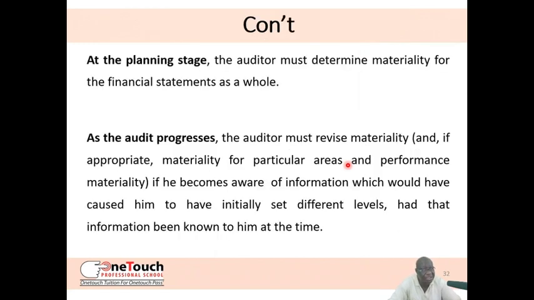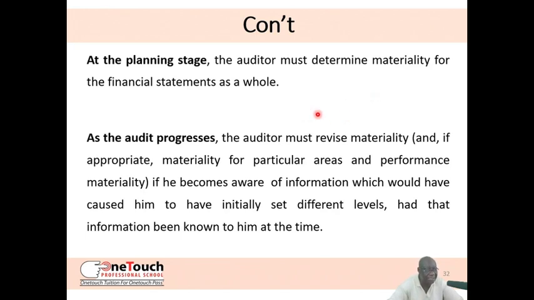At the planning stage, the auditor must determine materiality for the financial statements as a whole. So we have levels of materiality. Mind you, previously I said types of materiality, quantitative and qualitative. Now we are coming to the levels of materiality. At the planning stage, the auditor must determine materiality for the financial statements as a whole. That is what we call overall materiality, or materiality at the financial statement level.